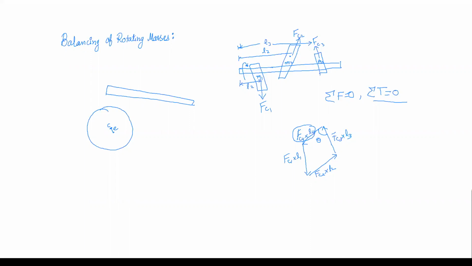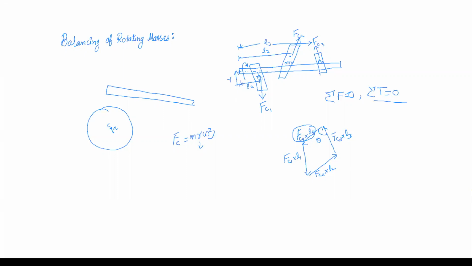So this means, what is Fc1? Fc, the centrifugal force, is m r omega square. See, the whole shaft is rotating with omega, so omega for all the forces is the same. R is the distance from the CG of the shaft, or center of the shaft, we should say, to the CG of each mass.